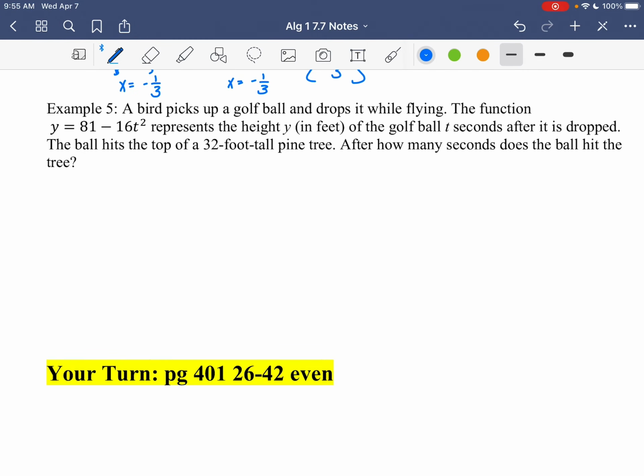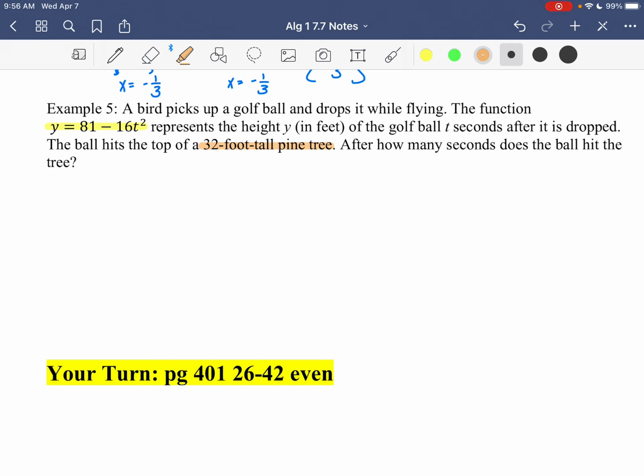All right, so very last example. Here we have a bird picks up a golf ball and drops it while flying. The function y equals 81 minus 16t squared represents the height y in feet of the golf ball t seconds after it is dropped. So y is the height in feet and t is the time. The ball hits the top of a 32-foot tall pine tree.